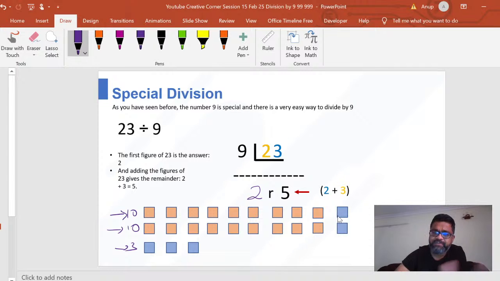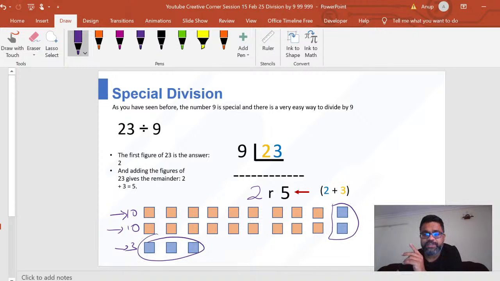I'm just trying to tell you how the technique was arrived at. For now, you can simply understand that for division by 9 of a 2-digit number, the quotient will be the first digit, and the remainder will be the sum of those two digits. Very clear, right? Now I'm just explaining how I got this remainder. These two are my remainder: this is 2 and this is 3, and it will always be these 2 digits. When you add them together, you get 5.